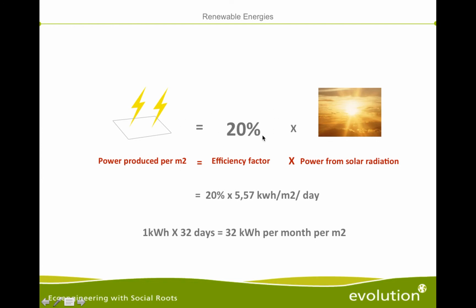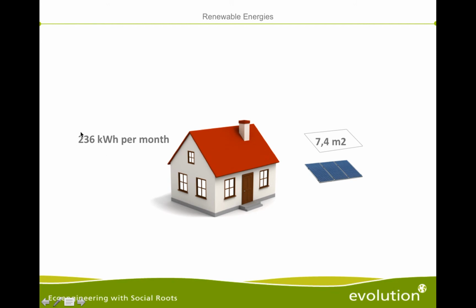In this case, with a pretty good panel, 20% of our sun can get turned into electricity, and then the power that's coming from the solar radiation. Now putting the numbers in and rounding it down to simplify, we have about 1 kilowatt hour over our 32 days, or 32 kilowatt hours per month per meter squared. That means that to get our 236 kilowatt hours per month, we need approximately 7.4 meters squared of solar panel, which takes up most of our roof, but certainly visually less of an impact than our turbine.